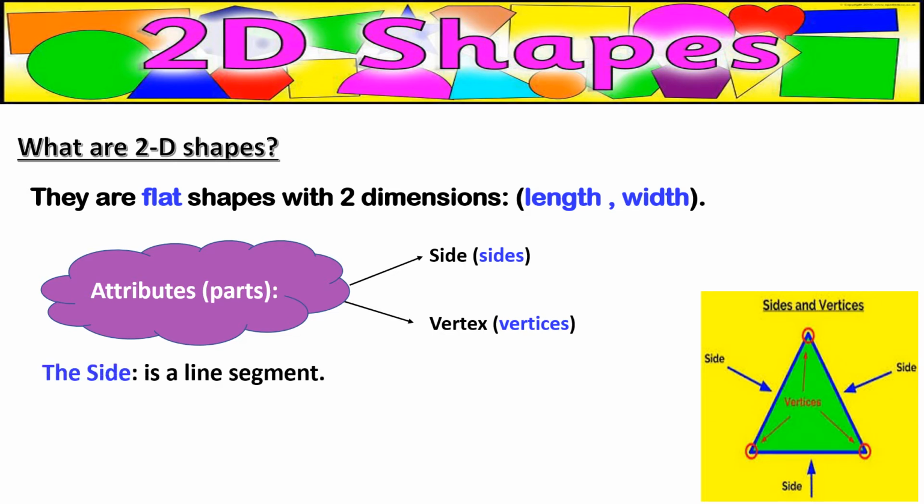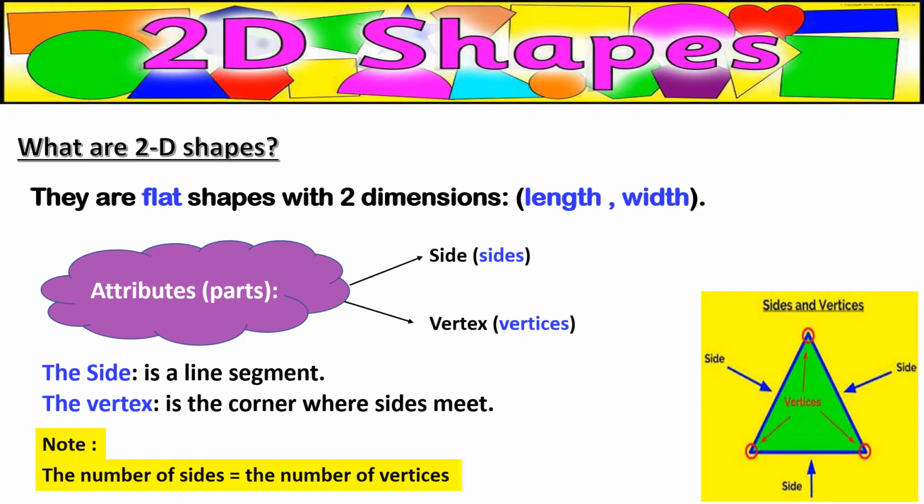What is the meaning of side? Side is a line segment like this, which is in our photo. And vertex or vertices. Vertex is the corner where sides meet. When one side meets another side, they can meet each other in one point. This point or this corner is called vertex.